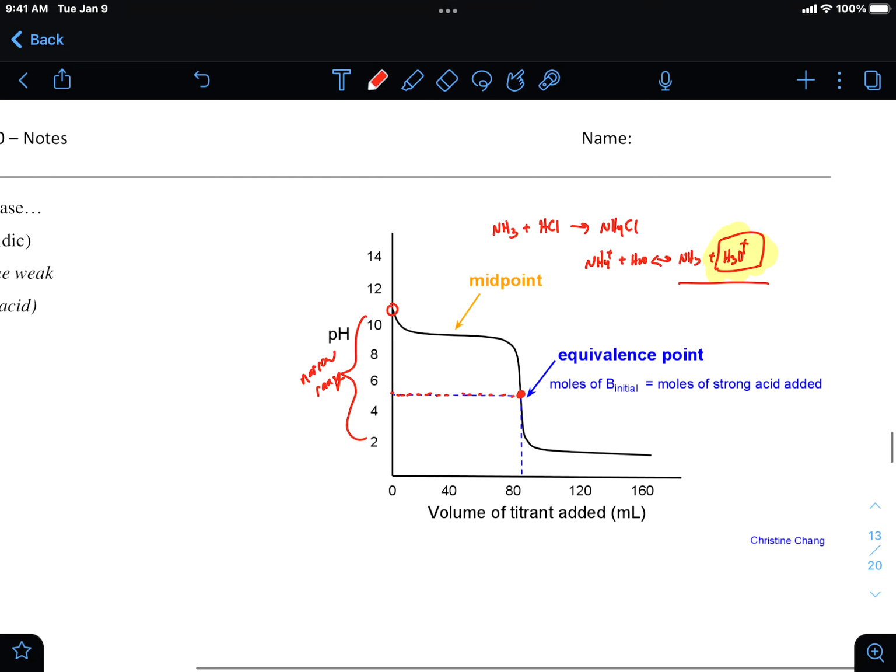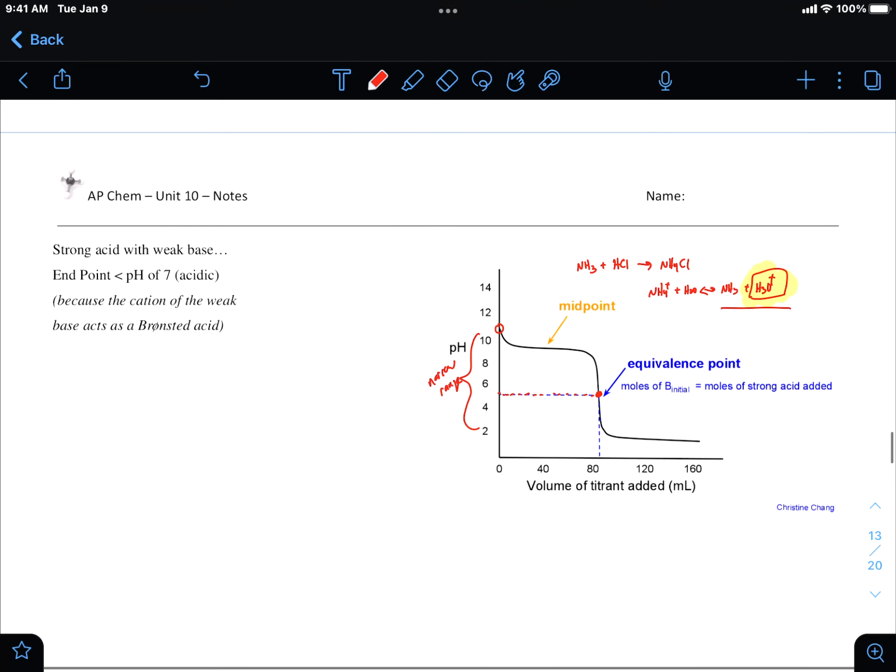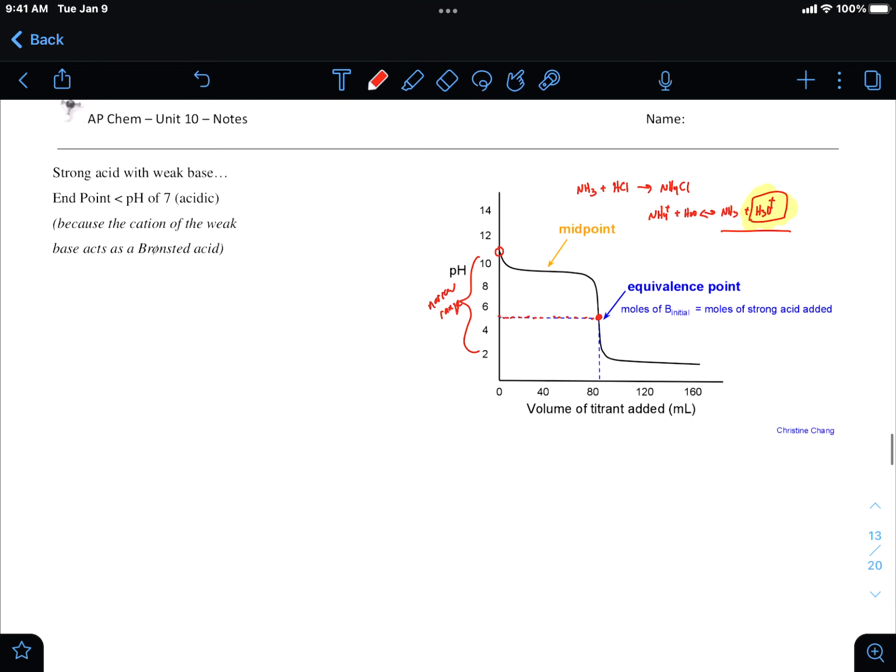All right. So I guess the term didn't come up here. Let's define. Oh, here it is. Endpoint. So let's define endpoint. Endpoint and equivalence point are not the same.